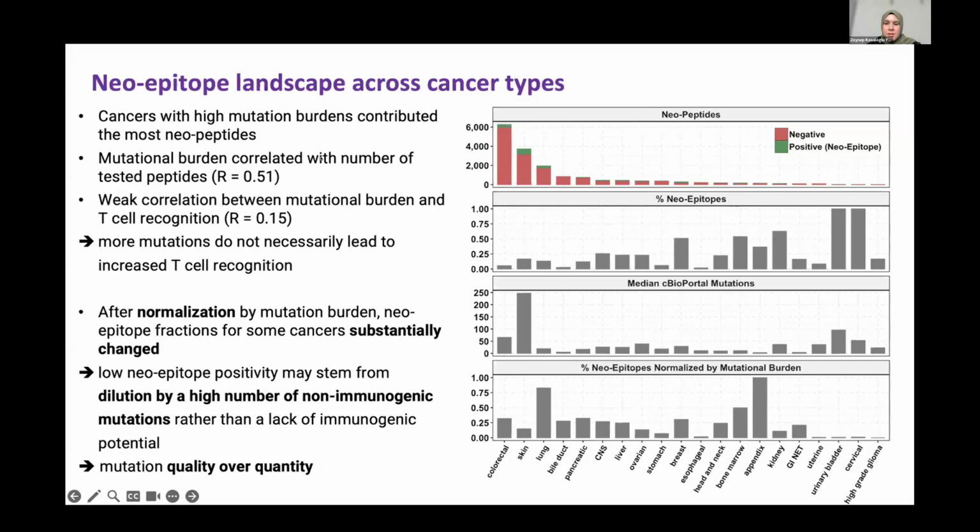And here we can see that colorectal cancer, for example, has a low neoepitope positivity rate. I think it was just above 6%. And then skin and lung cancer are actually significantly higher than colorectal cancer. This is an interesting finding because lung and skin cancers are also known to be more responsive to immunotherapies when compared to colorectal cancer.